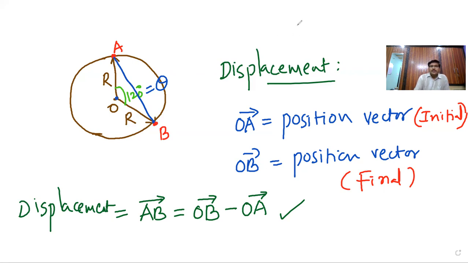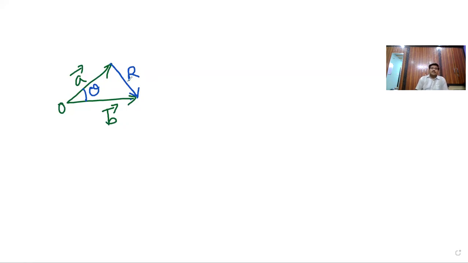Now, I want to relate this concept to general vectors. Observe, this is a vector A bar, let us say. This is another vector B bar. And the angle between these vectors is theta. Now, the line joining this point to this point is the displacement vector, let us say R. R is the resultant displacement vector.